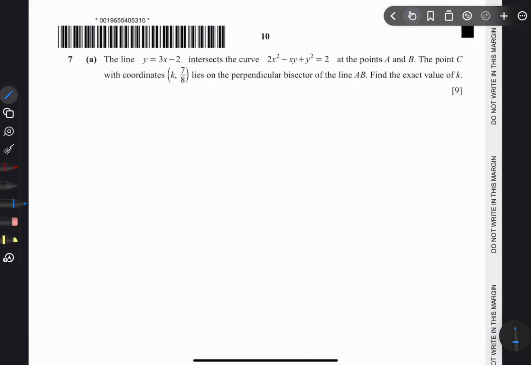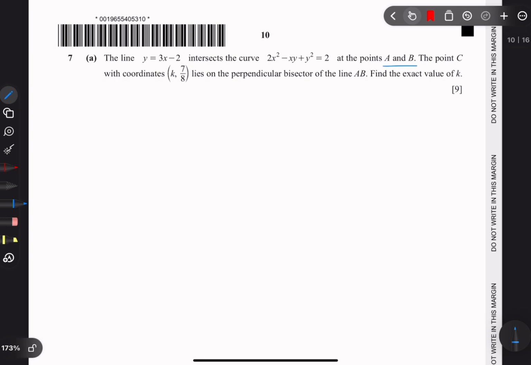Question 7. The line y equals 3x minus 2 intersects the curve at the points A and B. The point C with coordinates k, 7 over 2 lies on the perpendicular bisector of the line AB. Find the exact value of k. So to find the points AB, we can sub equation y into this equation. And then we solve for x.